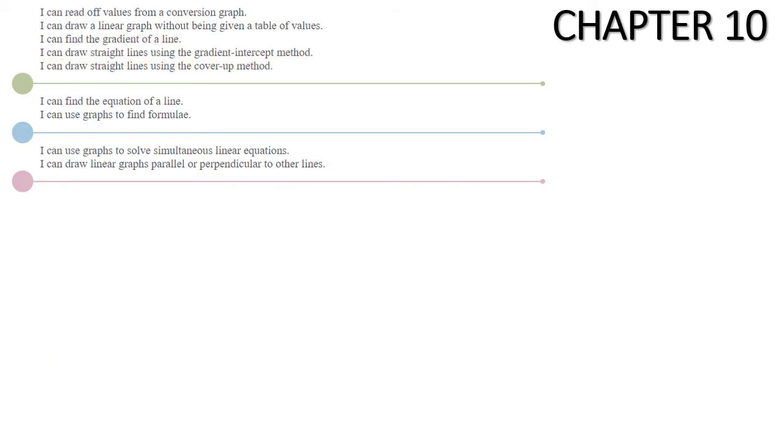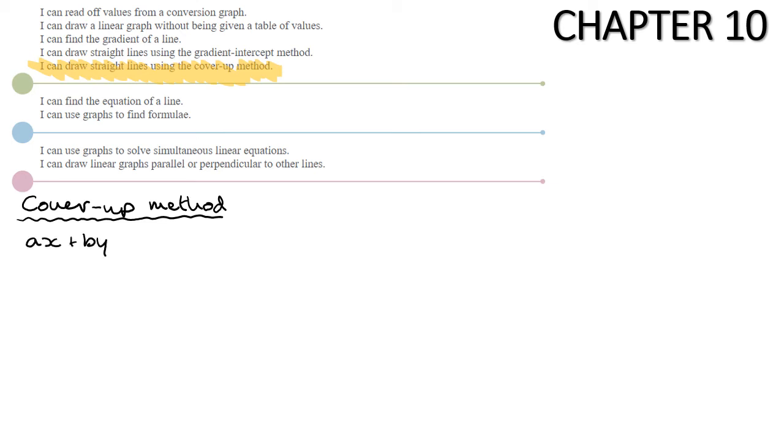The third method we haven't talked about yet to draw a line is the cover-up method. We've used the table method in the first example. We've just done the gradient-intercept method. Let's look at the cover-up method. This is a different way of drawing a line. This works really well for straight lines that are written this way: ax plus by equals c.